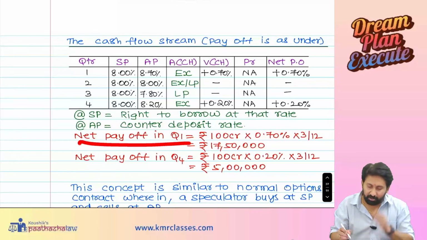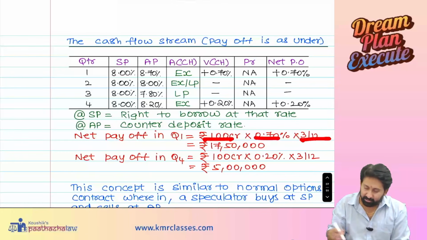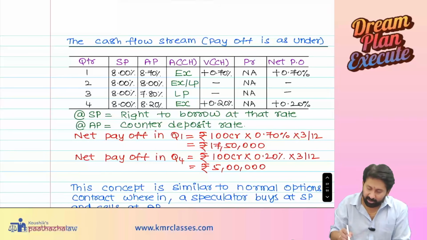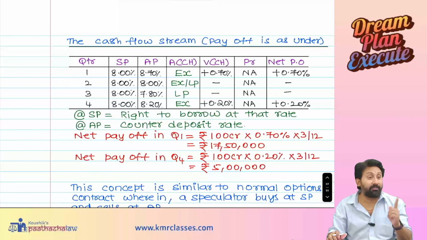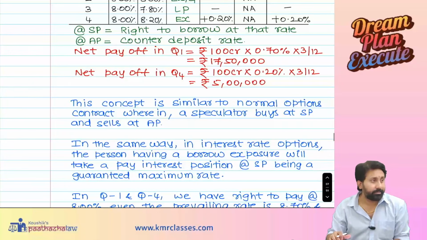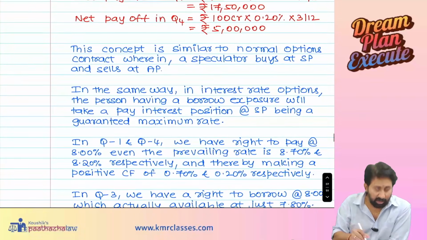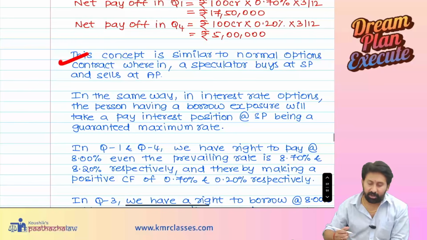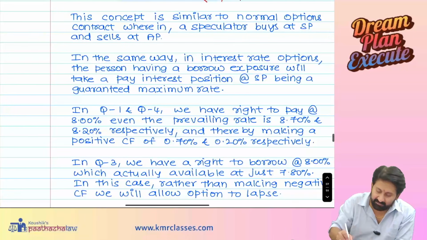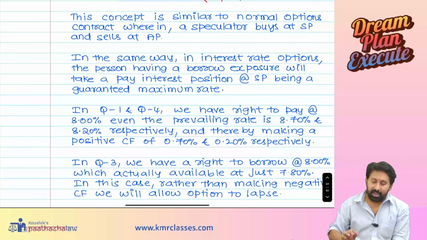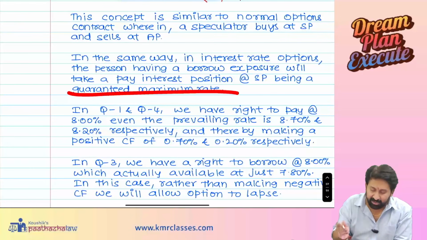Net payoff in quarter 1, 100 crore into 0.7 into 3 by 12, 17 lakh 50. 100 crore into 0.2 into 3 by 12, 5 lakh rupees. You are going to get 22 lakh 50,000 positive cash flow. Okay. This concept is similar to a normal options contract wherein a speculator buys at SP and sells at AP. In the same way, in an interest rate option, the person having a borrowing exposure will take a pay interest position at SP being a guaranteed maximum rate.